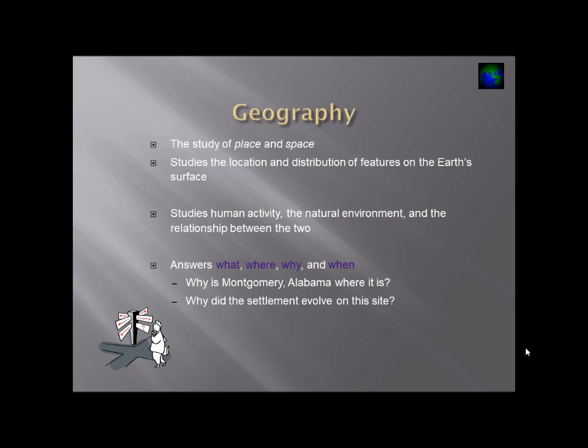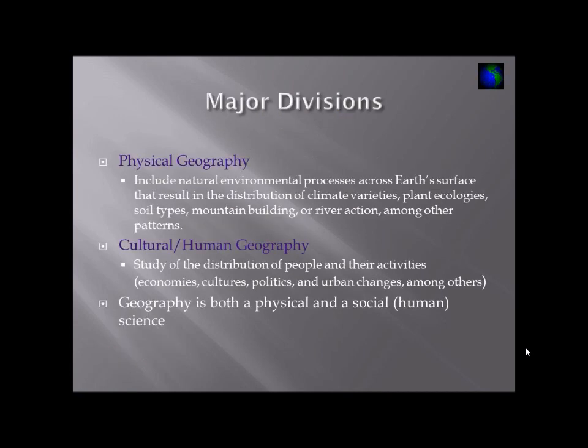We seek to answer actually three questions with a fourth that may or may not be important. Those questions are: what is it, where is it, and why is it there? For example, why is Montgomery, Alabama where it is? Why is it situated where it is? And historically, what was the decision-making process to put it there? Why did the settlement evolve on this site? Clearly, in the historical context, Montgomery was located along the river, and river traffic was the way to transport goods and services at that time.